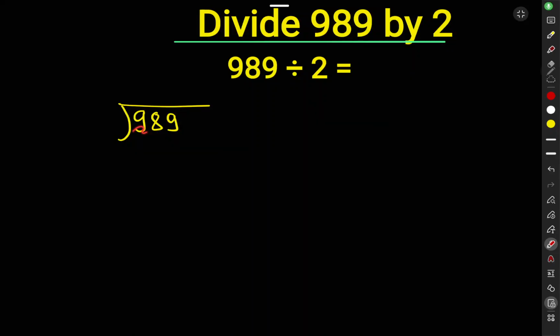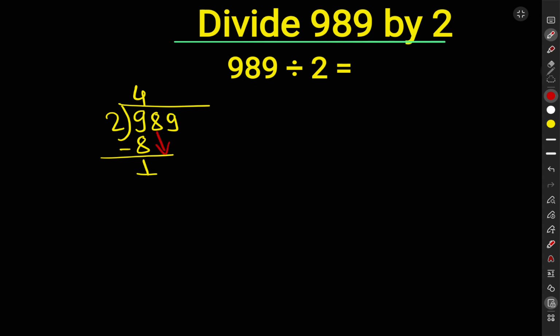We divide 989 by 2 in a long division method. So 2 times 4 is 8. On subtracting we get 1.